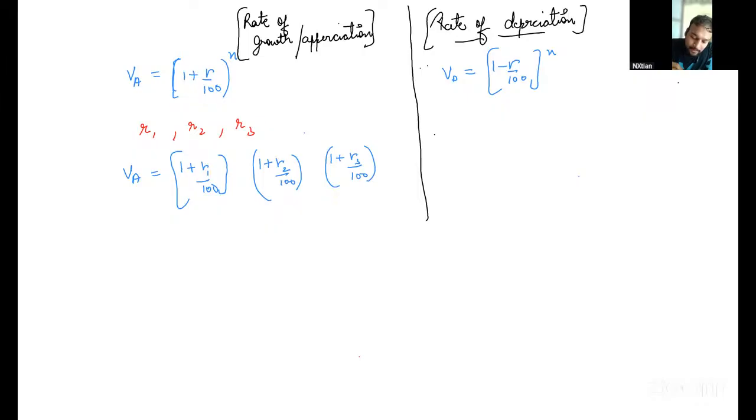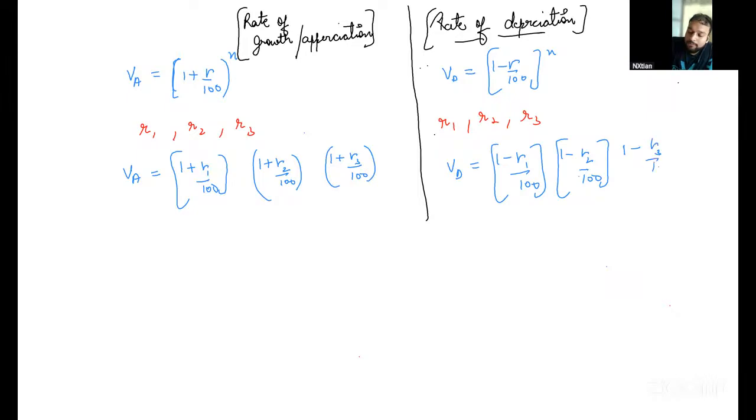In the same way, in depreciation also, if different rates are given, R1, R2, R3, the formula will become a little different, which is VD = (1 + R1/100) × (1 + R2/100) × (1 - R3/100). And this will go again.